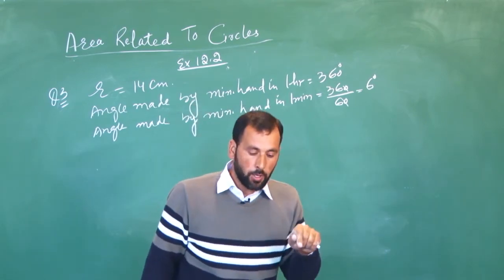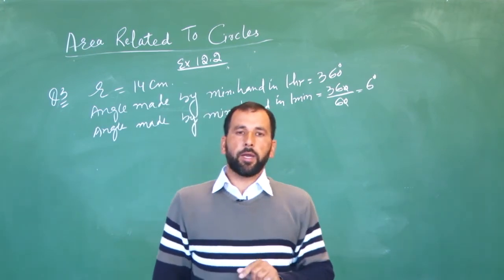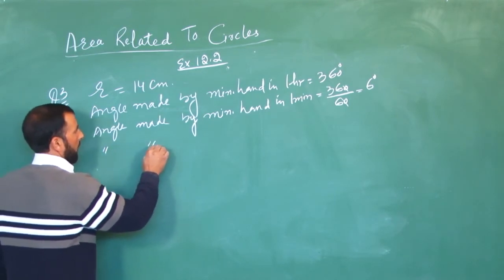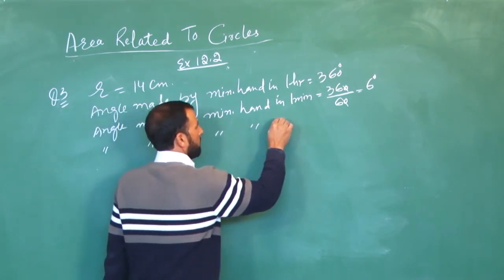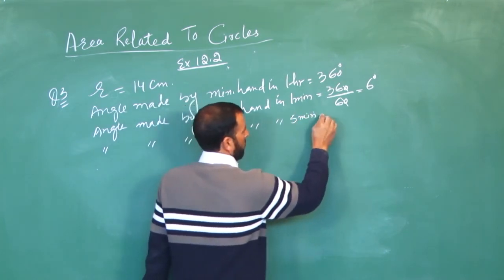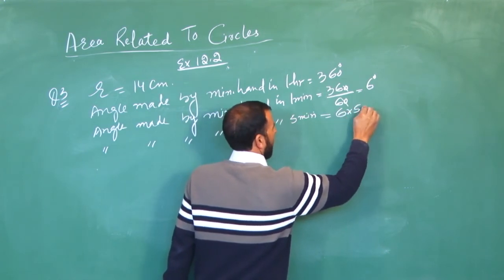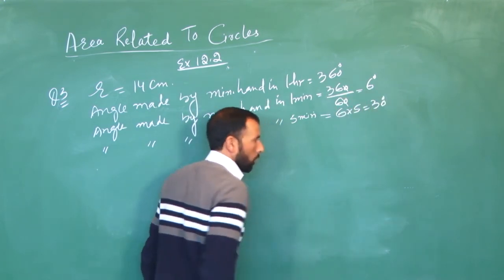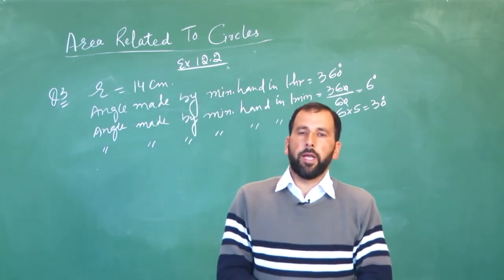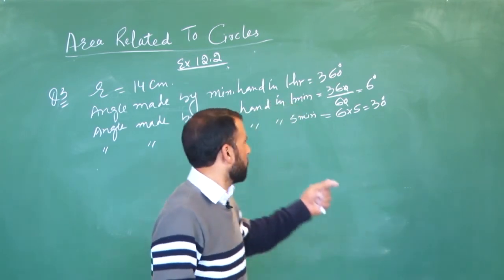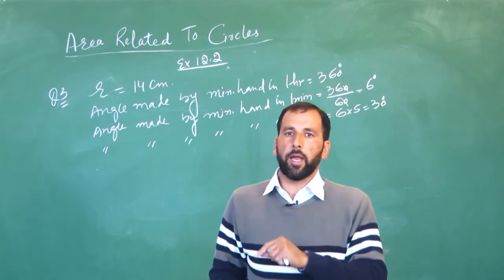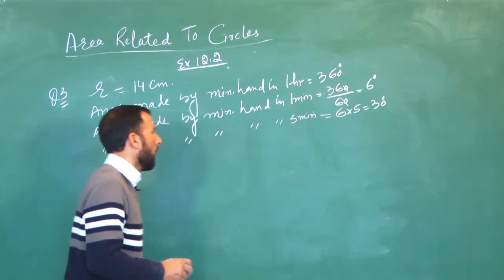But what do we have to find out? We have to find out the angle made by the minute hand in 5 minutes. So the angle made by the minute hand in 5 minutes is equal to 6 into 5, that equals 30 degrees. So we have here radius, that is 14 centimeter, and the angle swept by the minute hand after 5 minutes is equal to 30 degrees. Now what we have to find out is the area swept by the minute hand in 5 minutes. That means the area of the sector.